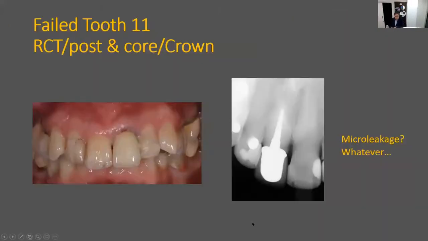Okay. All right. Now, failed tooth, 1-1, okay? And people say it's microleakage or whatever. Okay, it's leakage. Because this tooth is like a microleakage. So this is a failed tooth. It was resubmitted a few times. And we know when it's resubmitted a few times, there's a definite fracture on the root system. There's no question.